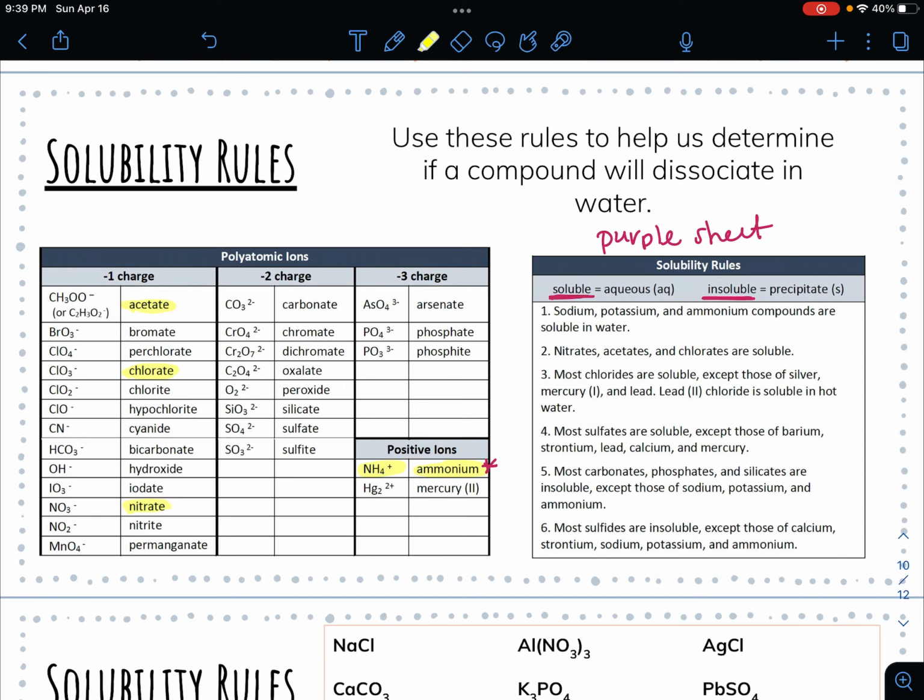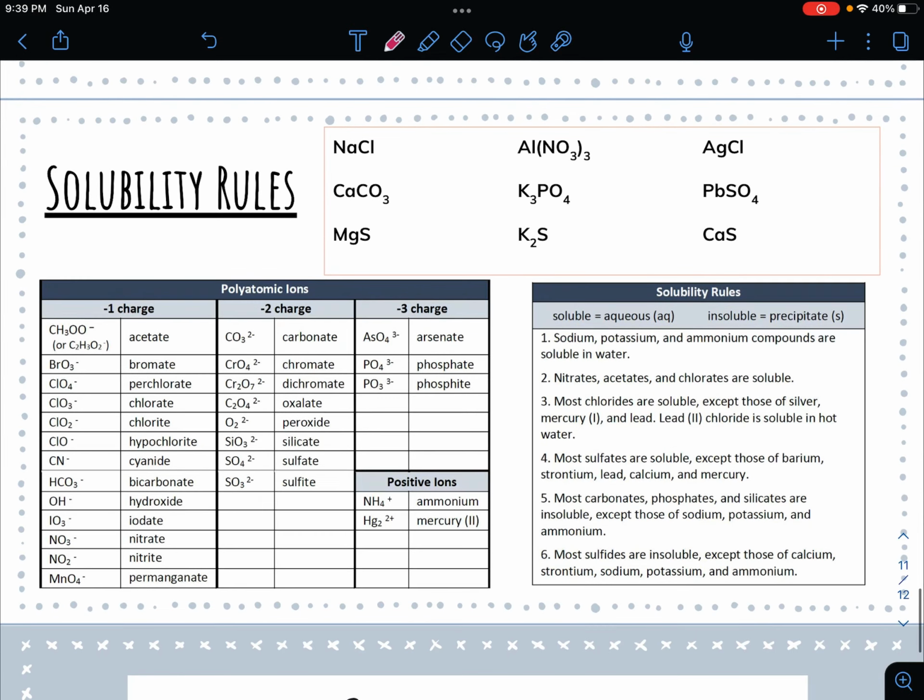For some of these rules, though, we have this term except. So, like chlorides are soluble. That means anything that ends in a chlorine is going to be soluble, except silver chloride, mercury chloride, lead chloride. Okay, so we have some of these that are exceptions. So we can use these rules to try to help us or tell us whether something is soluble, whether it's going to dissolve, or whether it is insoluble, which means it will not dissolve.